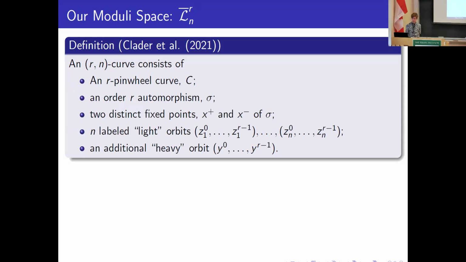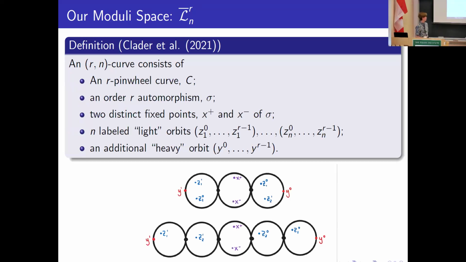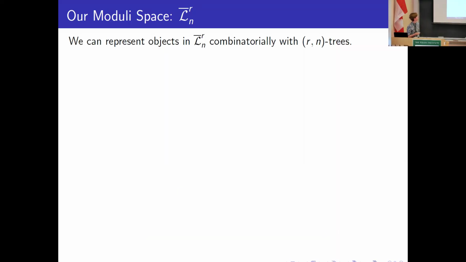And then there's n labeled light orbits of heavy points, marked points, and then there's an additional heavy orbit of marked points. And then these are two examples of what these curves might look like. Hopefully you can see this. These are both 2-2 curves. The top one is length 1, and the bottom one we would say is length 2.